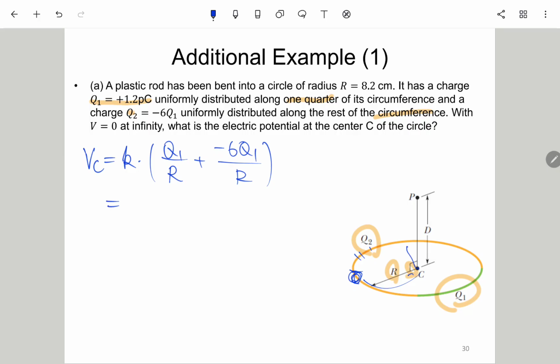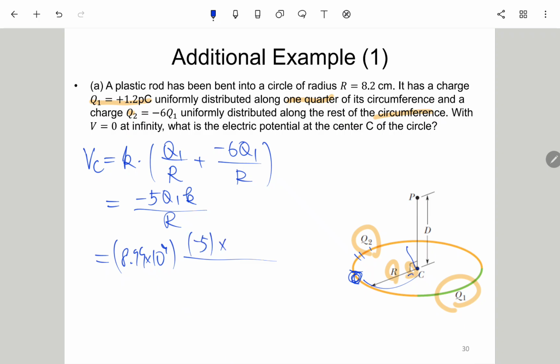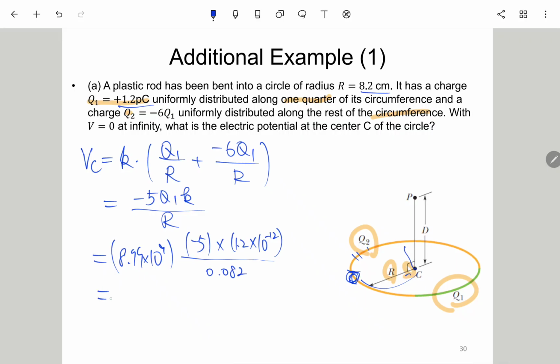It turns out to be negative 5 Q1 K over R. We can plug in all the numbers: 8.99 times 10 to the 9th power, times negative 5 times Q1. Q1 is 1.2 pico, 10 to the negative 12 power, and R is 8.2 centimeters, which is 0.082 meters. So this is negative 2.3 volts. This is easy.